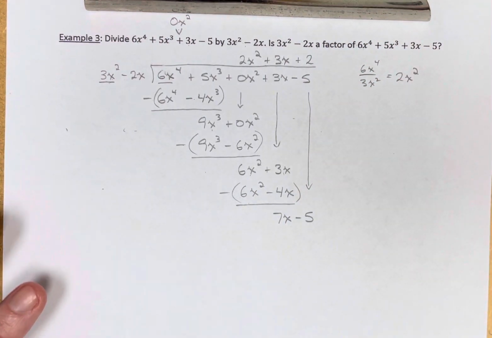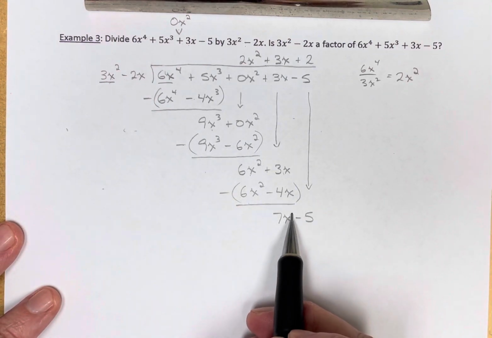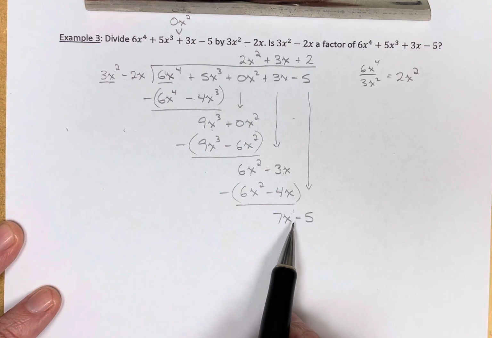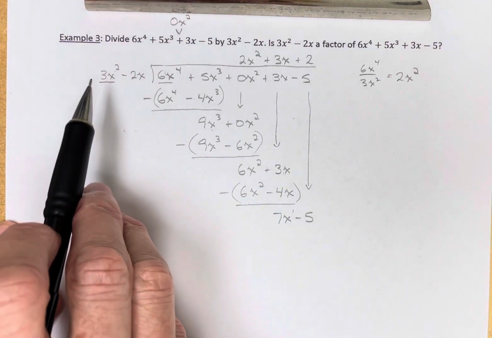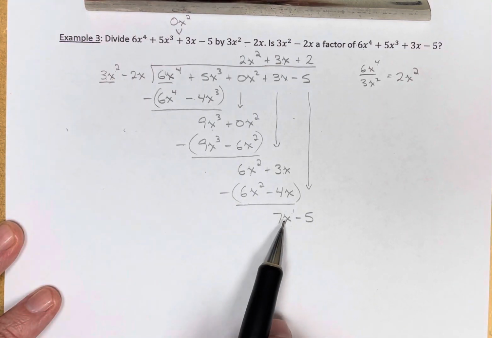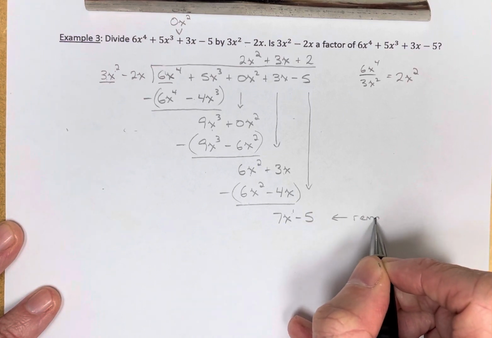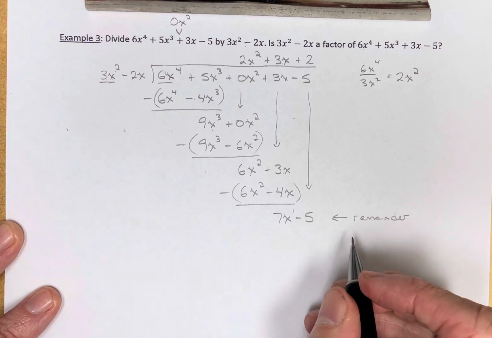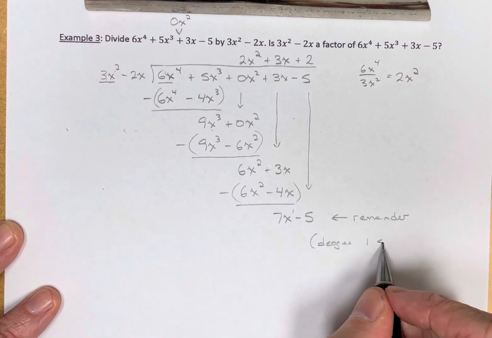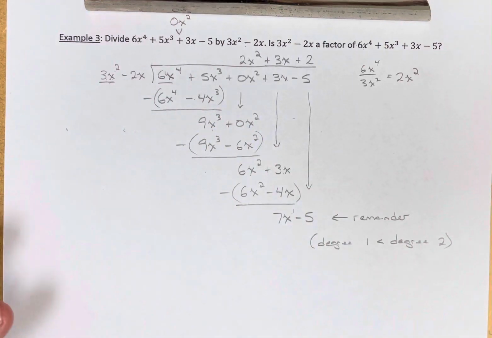Okay, I get to stop here. I stop here because the degree of this one is a 1 and the degree of this one is a 2. So I'm 1 degree less. There's no way that 3x squared goes into 7x because there's no way to multiply something times x squared and get an x. So this turns out to be the remainder. And of course, as I mentioned, the degree of 1 here is less than the degree of 2 in the divisor, so we stop.